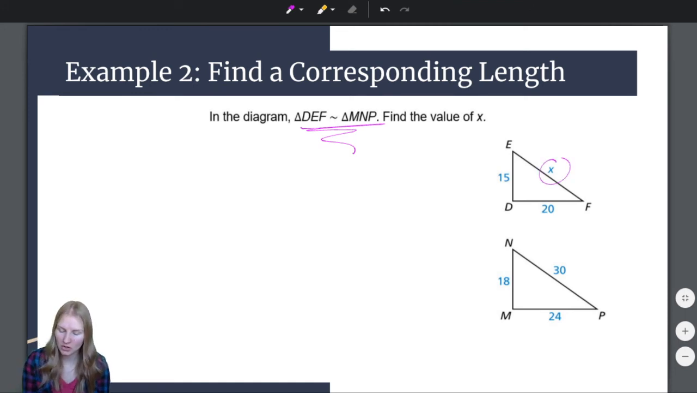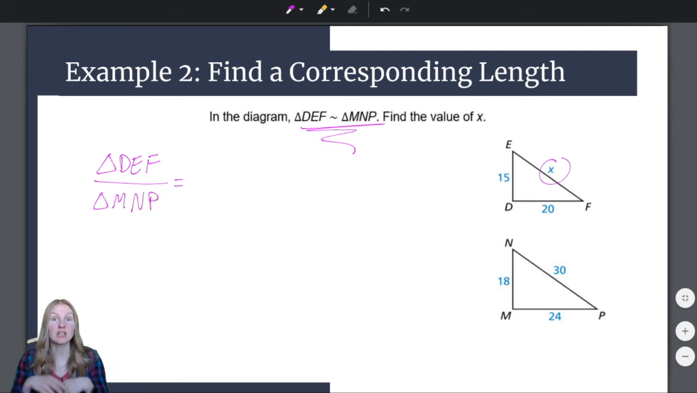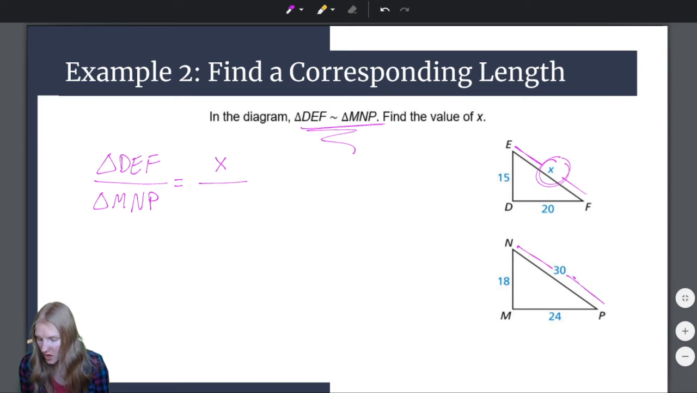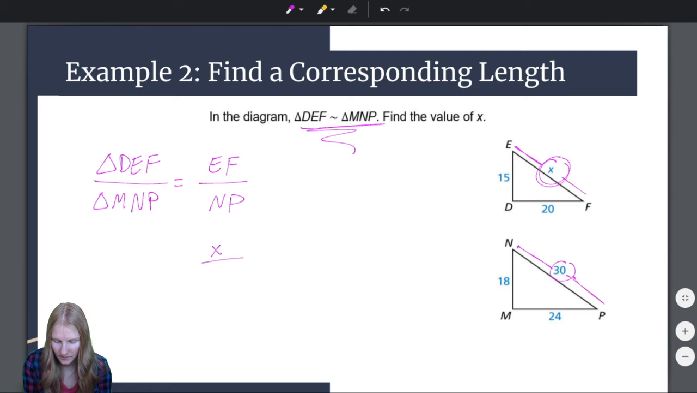Well, what I can do is I can look at triangle DEF, and I can compare it to triangle MNP. I can write a statement of proportionality. So, x is side EF, and side EF corresponds with side NP. And in fact, we can write it that way. We can write side EF corresponds with NP, which gives us x over 20.